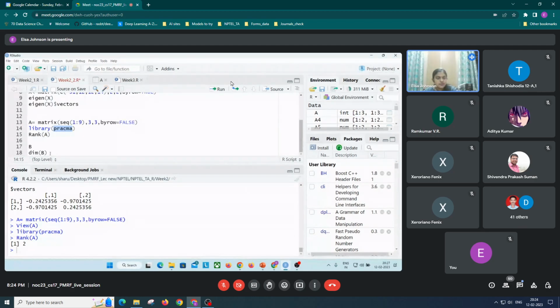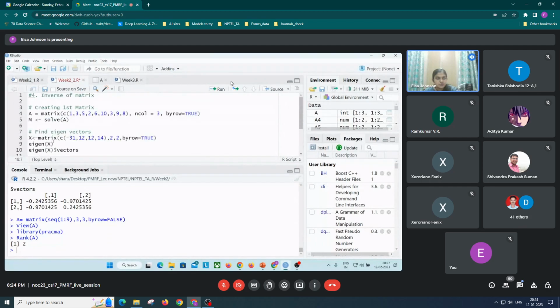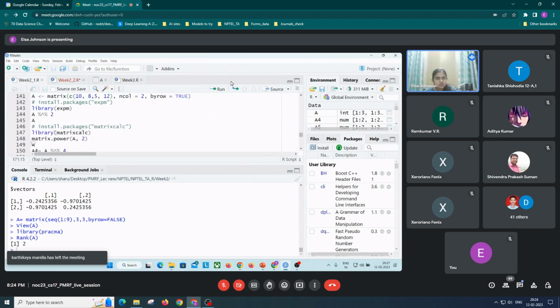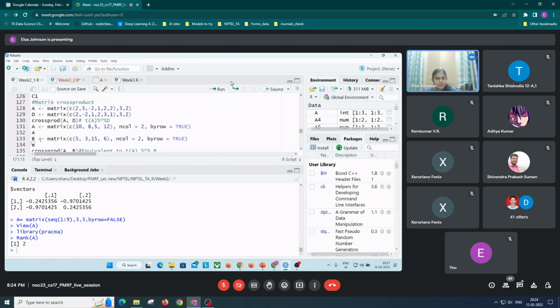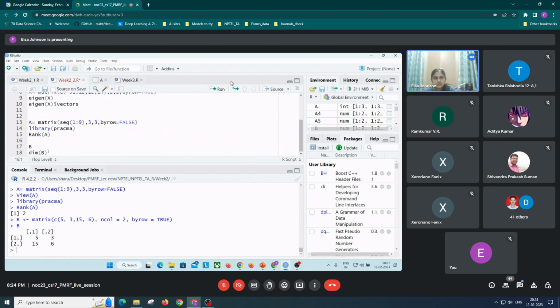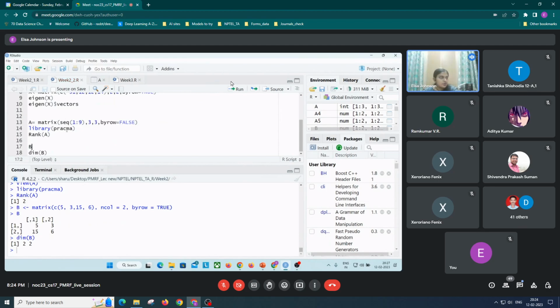Now another thing, dimension of B you can find. I think B is not given here anyway. Okay, B is not created here right now. So I'll just run some other... B. So this is B, and if I just put dimension of B, it's coming like 2 cross 2. Okay, so I think that is all for the second week assignment in R.